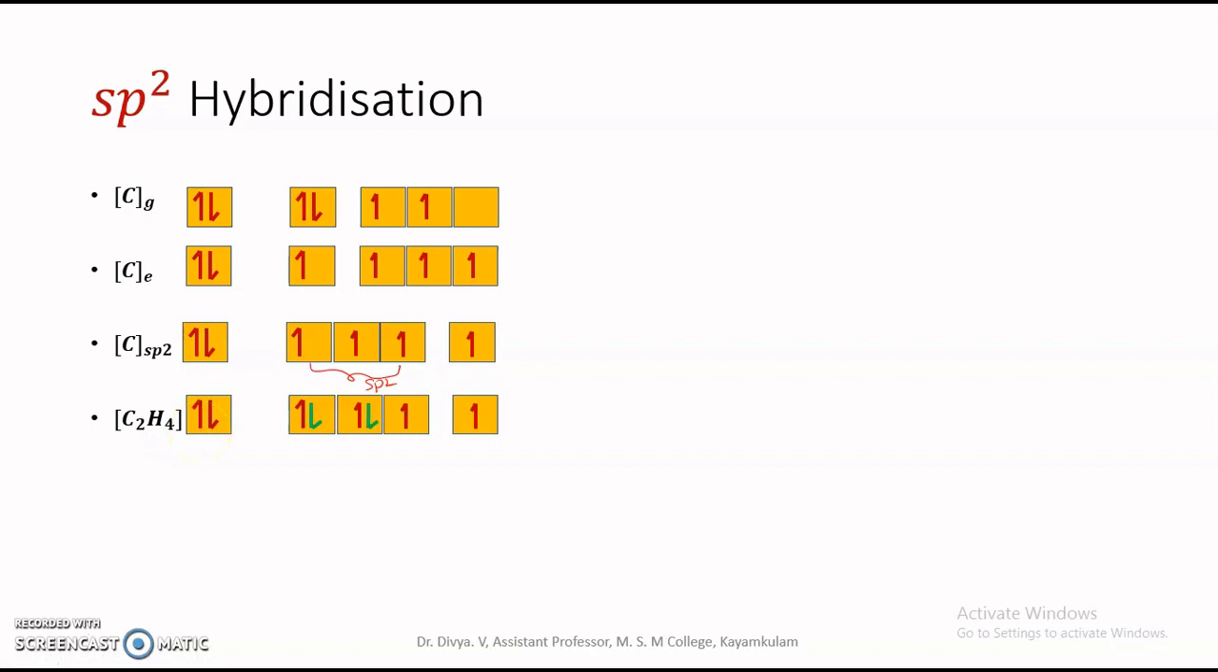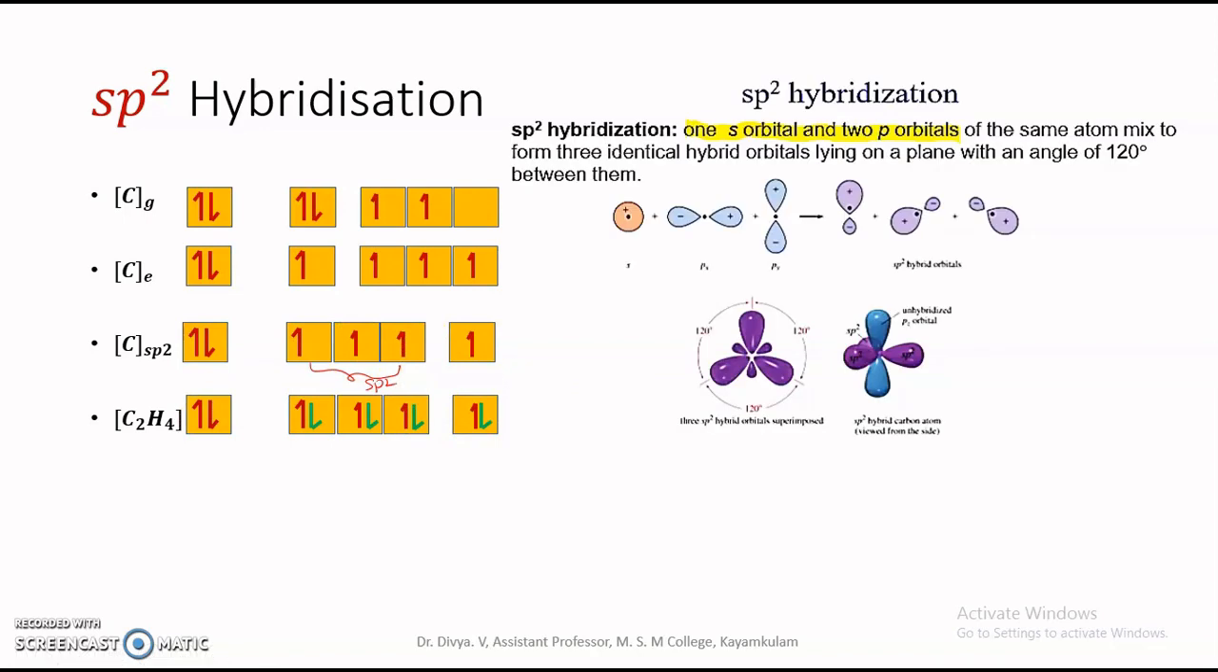We can define sp2 hybridization as follows: one s orbital and 2 p orbitals of the same atom mix to form 3 identical hybrid orbitals lying in a plane with a bond angle of 120 degrees between them. This is the structure, that is, trigonal planar structure.